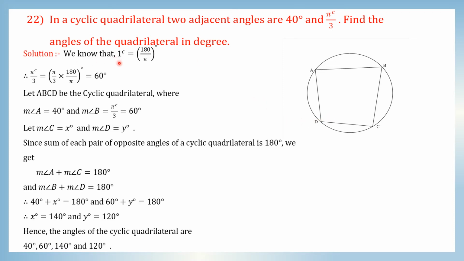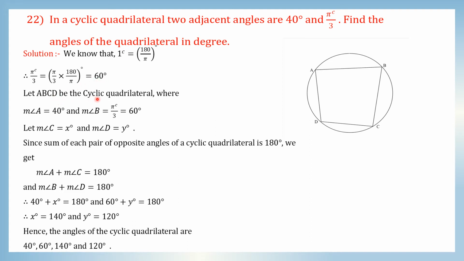Solution. We know that 1 radian equal to 180/π degrees. Here one angle is given in radian. Convert it into degrees. π/3 radian, multiply by 180/π. Therefore, π/3 into 180/π. π cancels. 3 into 6 is 18, here is 60, therefore 60 degrees.